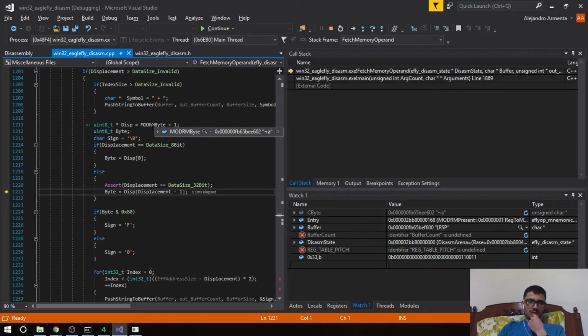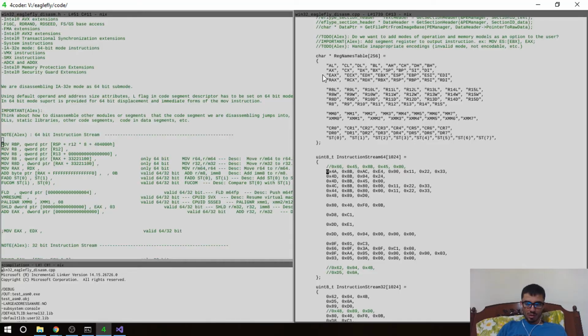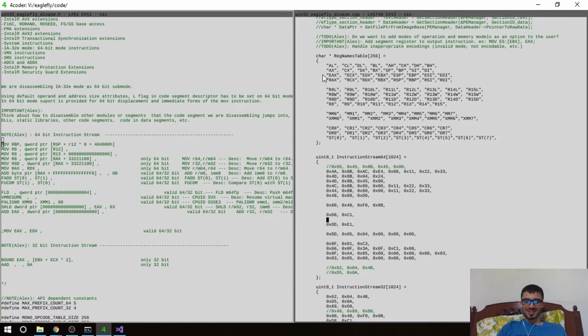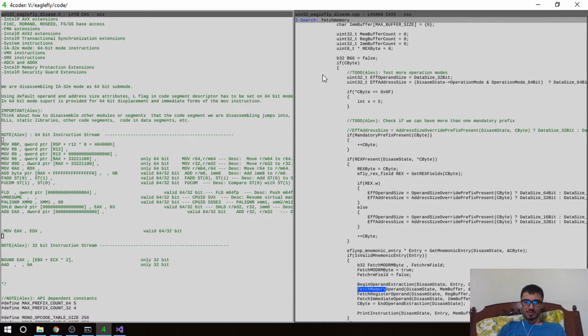Because you were saying that the modern, yeah, this is incorrect here, so we have to change some stuff there, because displacement is pointing towards the E4 and E4 is our SIB. So there we go. There's our problems. So let's go and solve them. Fetch memory operand.